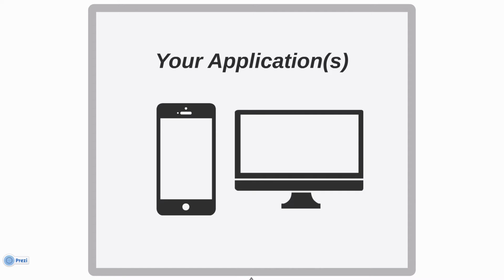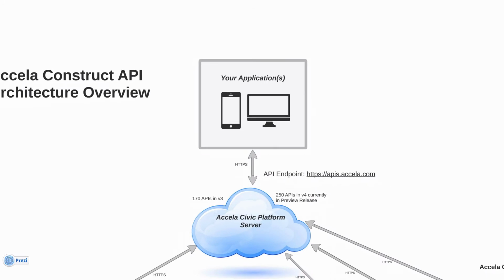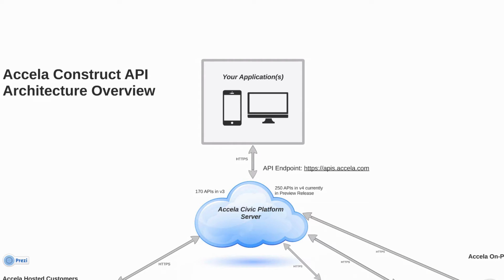So first you'll have your applications, be it mobile or a web application or whatever you might be developing. And that application is going to be communicating with the Accela platform through the API endpoint https://apis.accela.com. And we call this the Accela Civic Platform. Here we host many REST APIs.